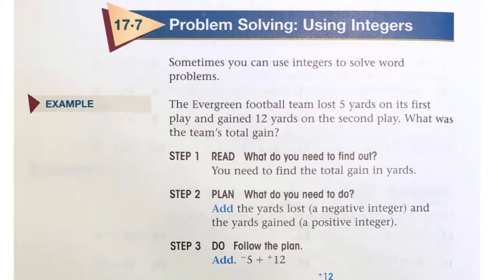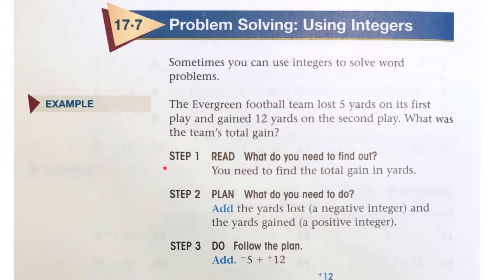Basic Math, Chapter 17, Section 7, Problem Solving Using Integers. Sometimes you can use integers to solve word problems. For example, the Evergreen football team lost 5 yards on its first play and gained 12 yards on the second play. What was the team's total gain?